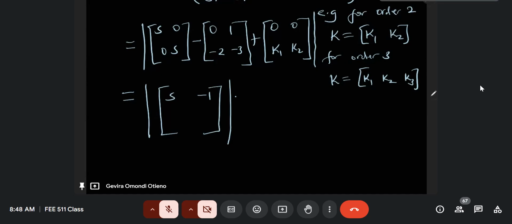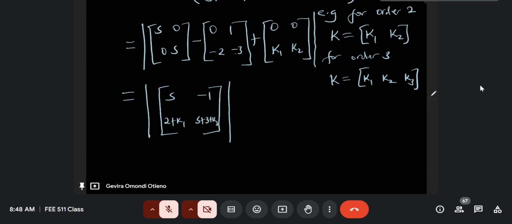Okay. I think I'll need to do this. Am I doing it correctly? Okay, yeah, it's correct. This is a determinant. Okay, 0 minus 2, that's negative 2, so minus 2 minus K1 becomes 2 plus K1. The other one is S minus 3, that is S plus 3, plus K2. So this one is S plus 3 plus K2.